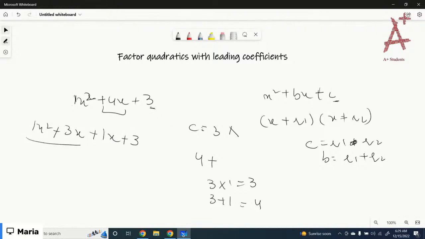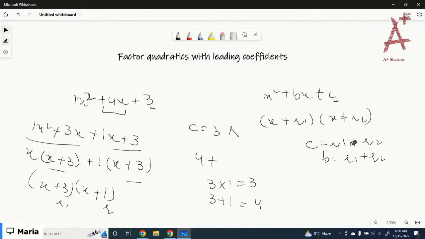Here we have common x and we are left with x plus 3, and here we have common 1 and we are left with x plus 3. Got it? So x plus 3 is a common factor and x plus 1. Okay, just look at this one. This is R1 and this is R2. So C is the product of both R1 and R2. So 3 times 1 is 3. Look, here you have 3. And B, this number, is the sum of both R1 and R2. So 3 plus 1 makes 4. Got it? So it would be x plus 3 and x plus 1.